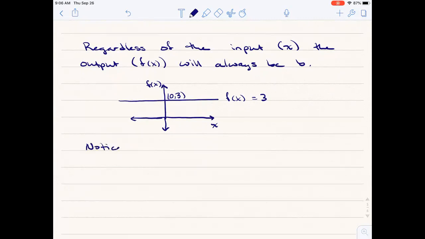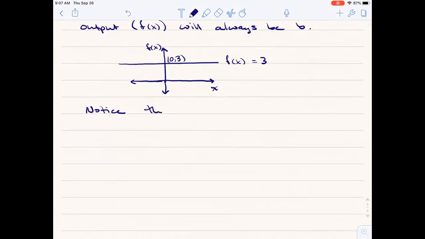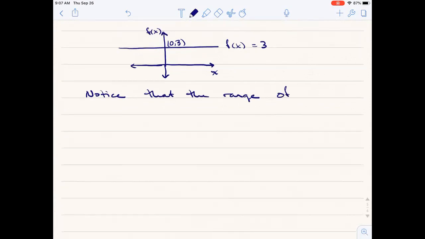Notice that the range of f, so if I asked you what's the range of f, the range, remember, is all possible outputs. There's only one possible output, and it's 3 in this case, right? But it'll just be b in general, right? And so it's the set of this one number, b. And so notice that the range of f of x equals b is the set of just b, right? Curly brackets around it.